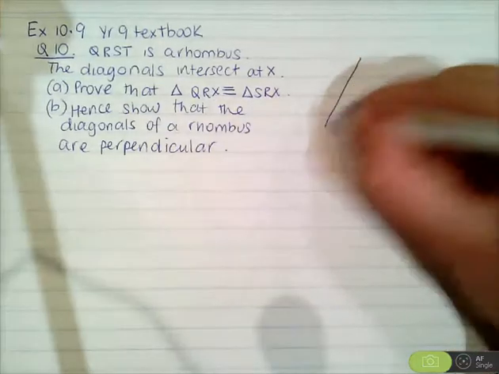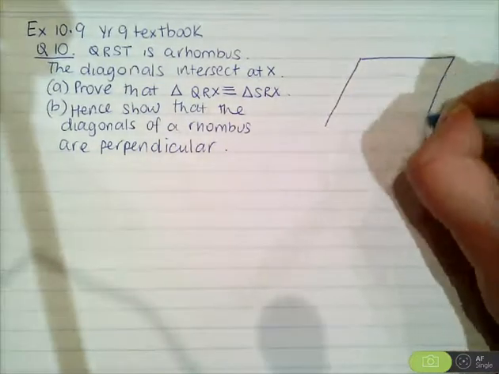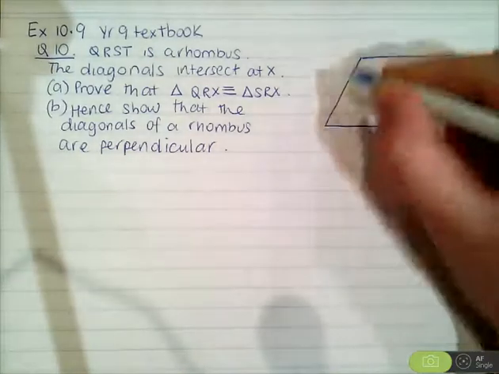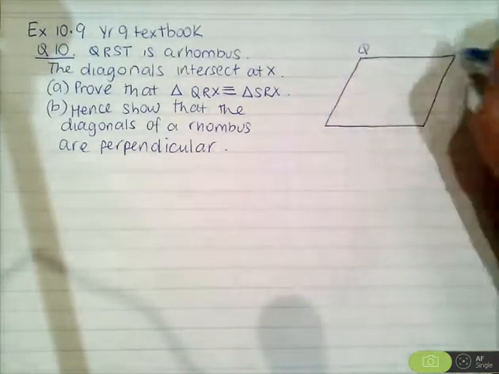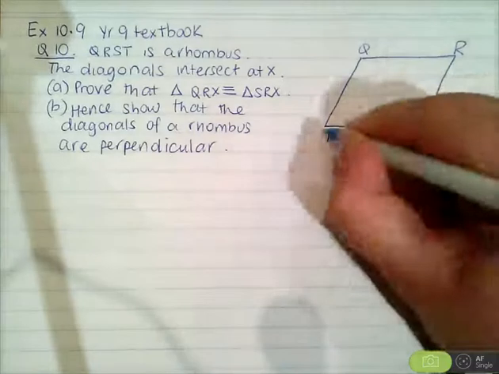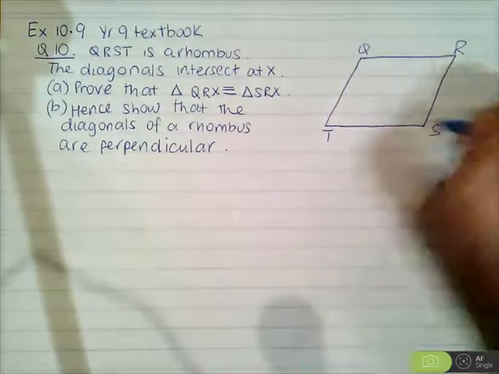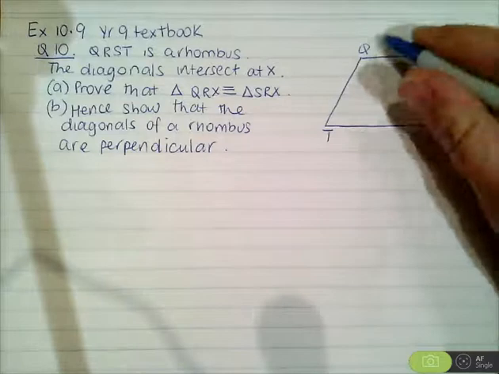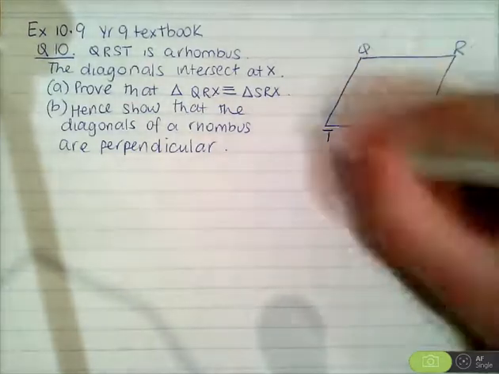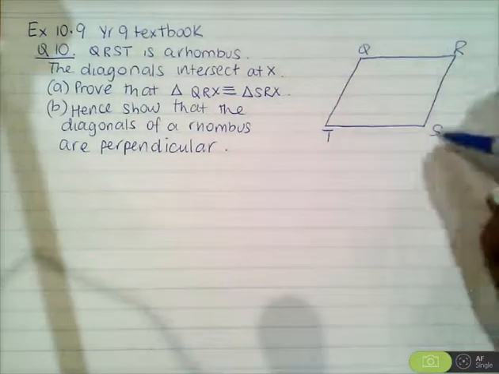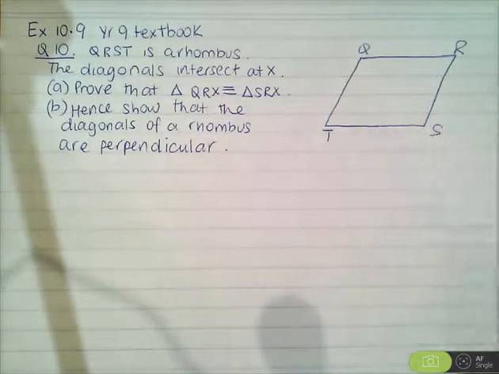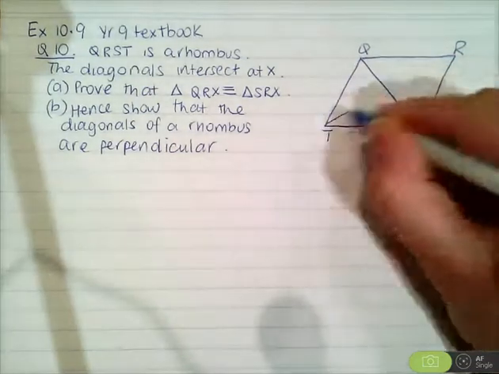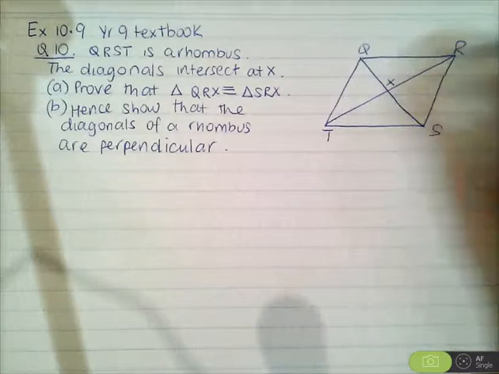Now there is no drawing in this question, so we're going to have to do our own drawing. When they say QRST is a rhombus, you have to do it in that order. You go QRST. You can't go QRT and then ST like that. It has to be in order. Doesn't matter if it's in clockwise or anti-clockwise order, or where you start, as long as you do them all in order. And the diagonals intersect at X. Okay, so that's what we've got.